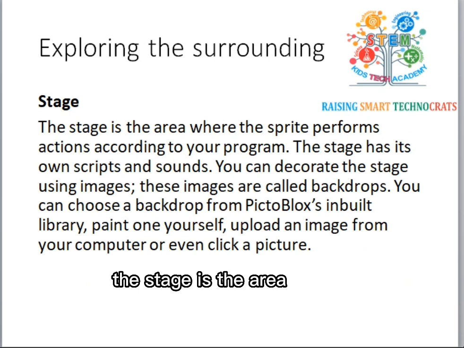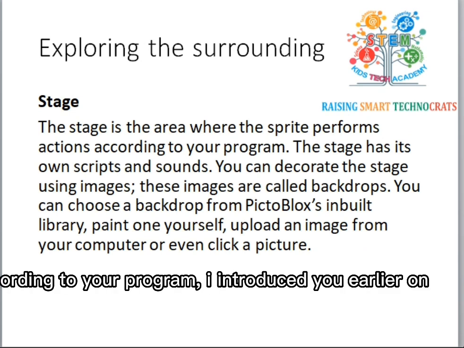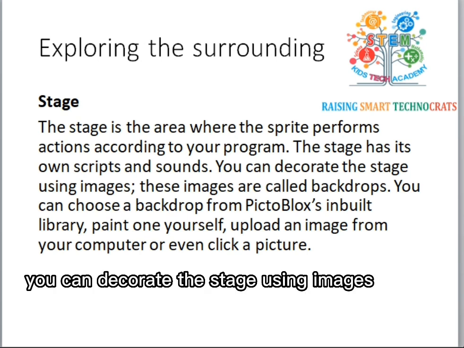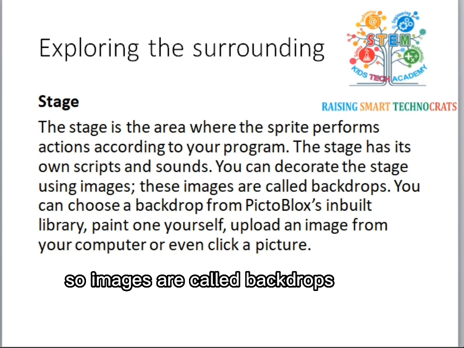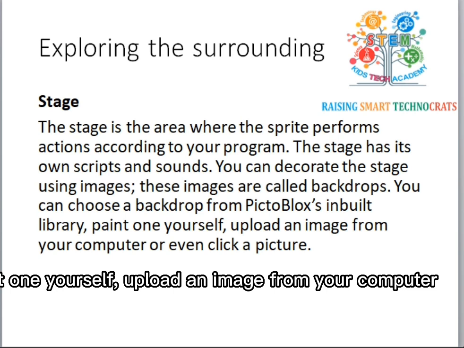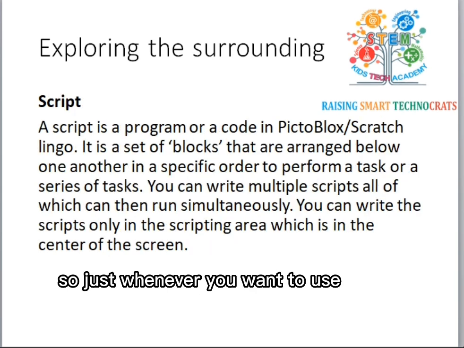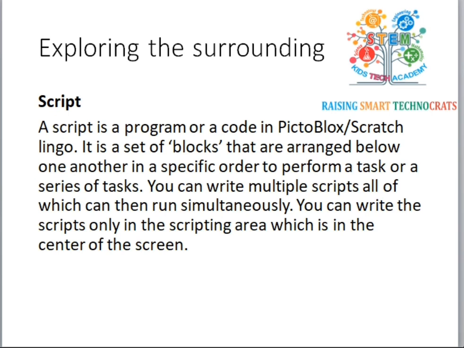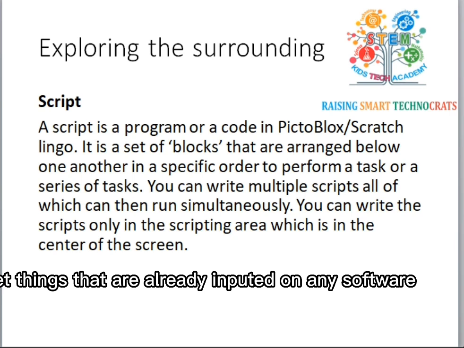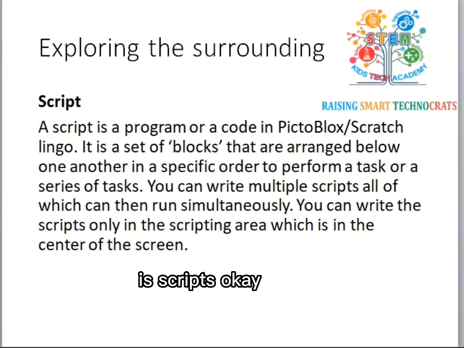What's the stage? The stage is the area where the sprite performs actions according to your program. I introduced it earlier on. I showed you where the stage is. The stage has its own script and sound. You can decorate the stage using images. These images are called backdrops. You can choose a backdrop from the Pictoblox inbuilt library, paint one yourself, upload an image from your computer, or even click pictures. Whatever you want to use as your backdrop, you can get those that are already inbuilt in the software, or you can import these images. A script. Okay, so what's a script?